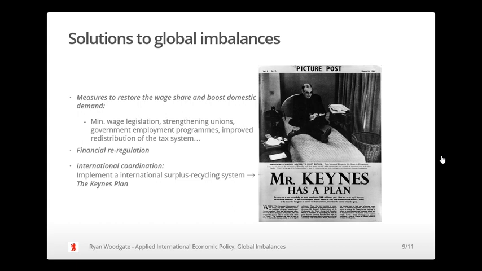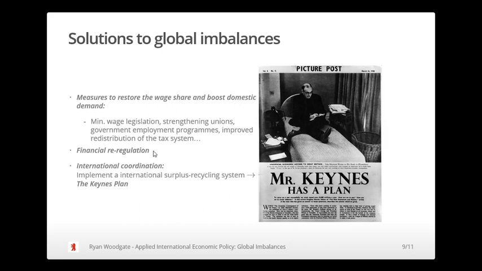Okay, so some of the solutions don't need much time or attention because they are largely related to what's gone before in this course. So if inequality is one of the reasons that economies are essentially resorting to these export-led and debt-led growth strategies, then measures to restore the wage share and improve equality can boost domestic demand and therefore lead to more sustainable domestic demand generation.